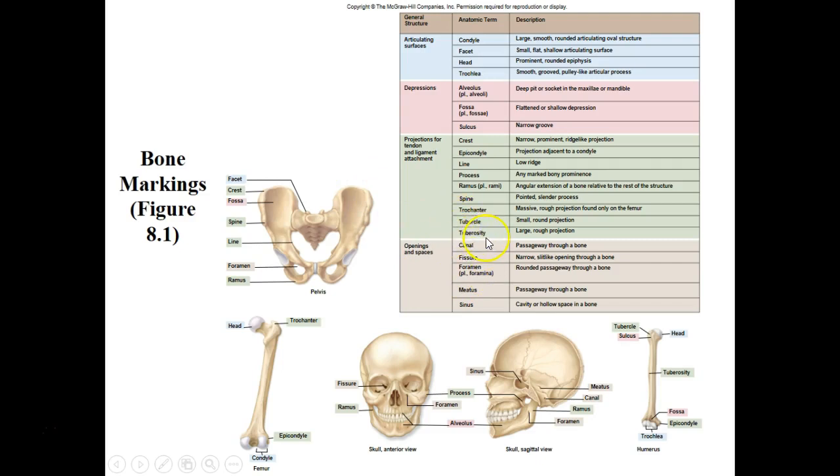Tuberosities, the main one I talk about is the tibial tuberosity. I don't think I talk about any other tuberosities. Canals and foramen, they're very similar. So it's just a passage through the bone. Foramen is a rounded passage, whereas a canal is more of a narrow passage, but they're really the same. So I don't really change those. I use those interchangeably, okay?